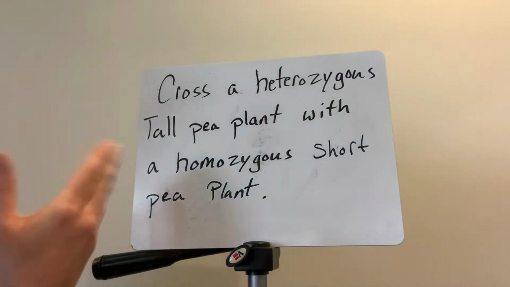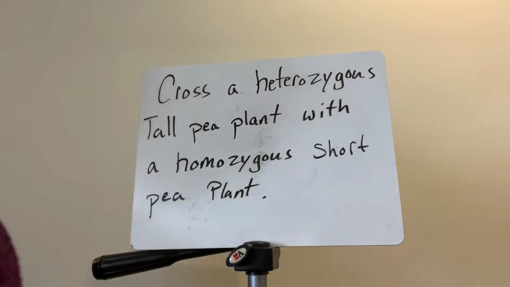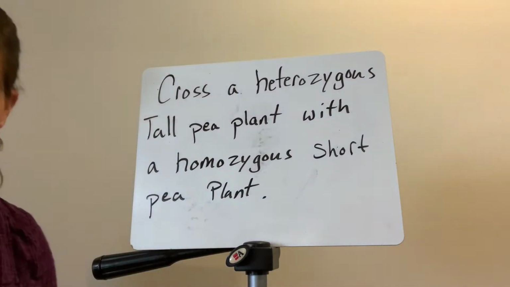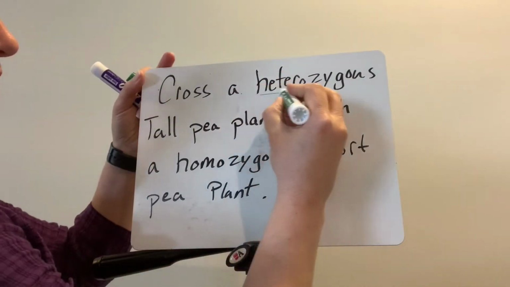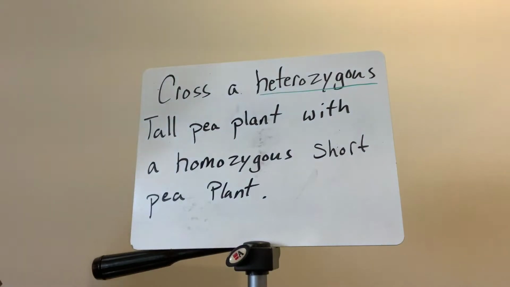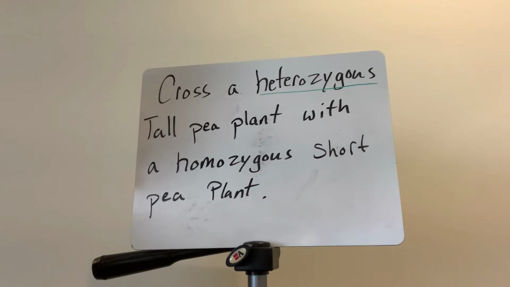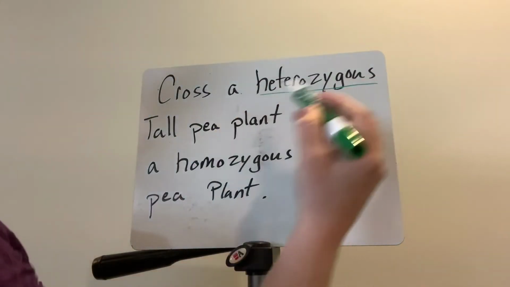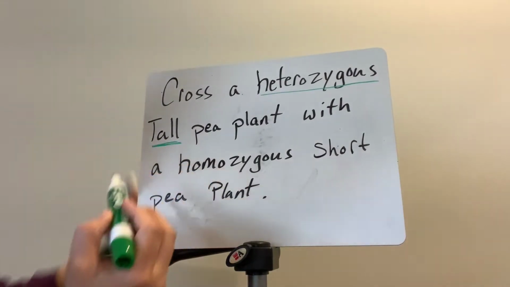So what we're going to do is cross a heterozygous tall pea plant with a homozygous short pea plant. Now I'm using some vocabulary words from the slideshow that I did last week, so let's go over those to start. So we're crossing two different types of pea plants. First one that we're going to talk about is this term right here, which says heterozygous. And if you hopefully remember, heterozygous means it has two different letters with it. So it'll have a capital and a lowercase letter.